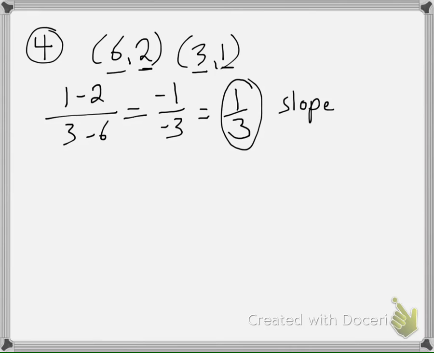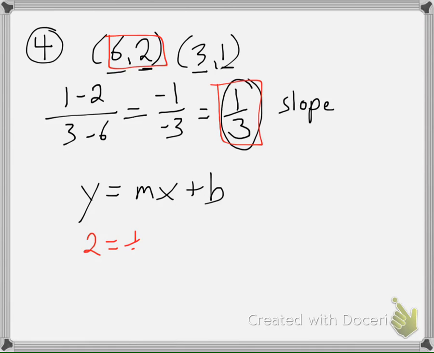So now that I've got my slope, I can either put it in point slope form and then simplify that into slope intercept form, or I prefer to just plug straight into slope intercept form. So if you start with y equals mx plus b, we're going to pick an x and y. I'll use 6 and 2 as my x and y, and of course my slope we just found. So my y value will be 2, my slope is 1/3, my x value is 6 plus b, and now all I need to do is solve.